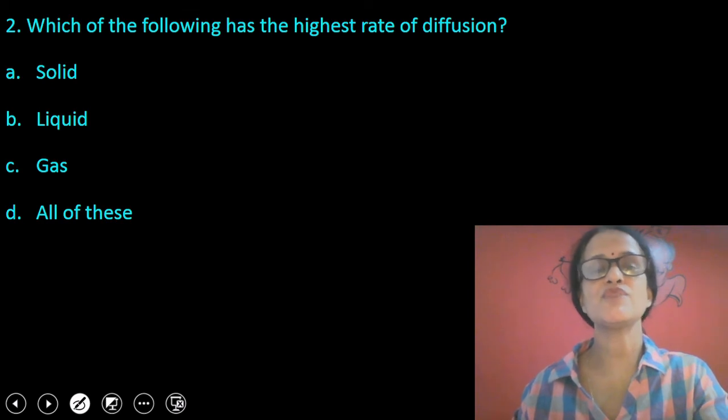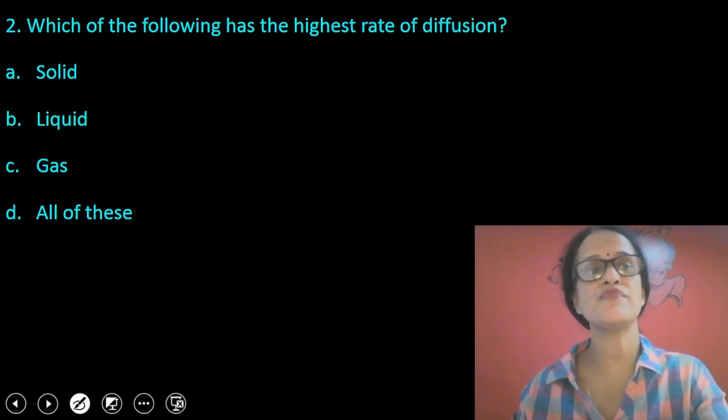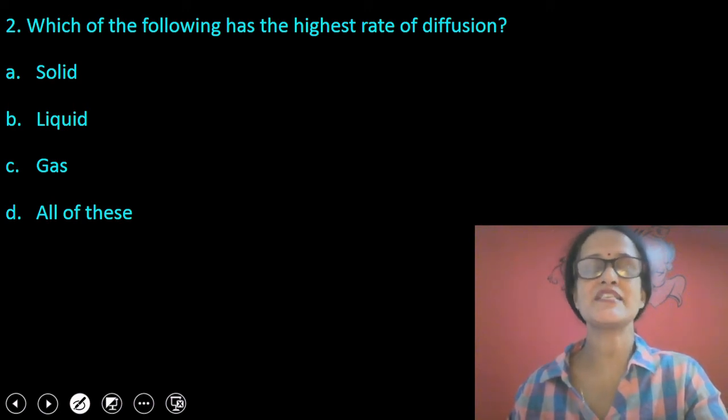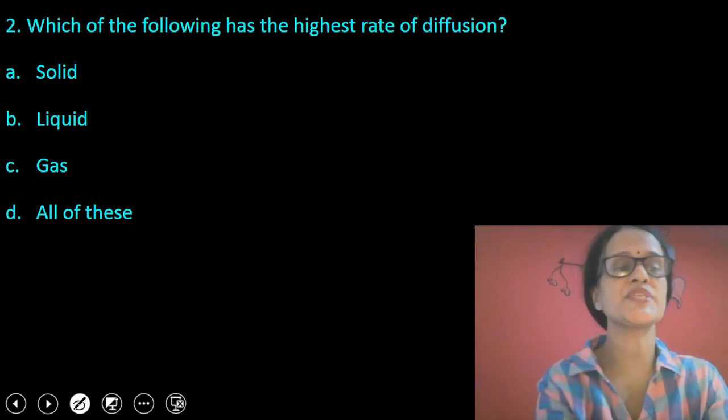Next question, which of the following has the highest rate of diffusion? Children, we have studied the properties of solid, liquid and gaseous state in detail. And you know that the gases have highest rate of diffusion because of the presence of very large interparticle space in them. The particles have complete freedom of movement. So correct option is option C.